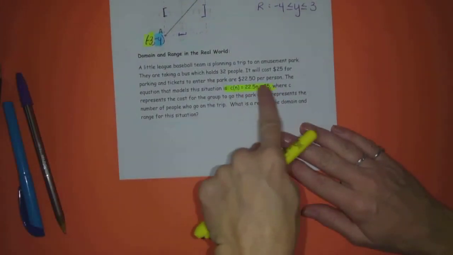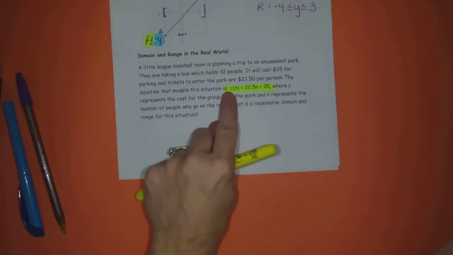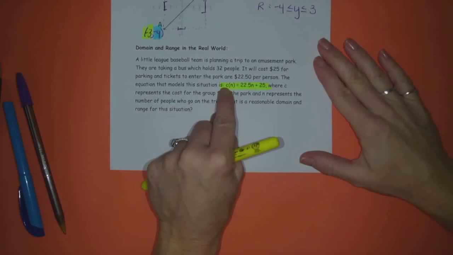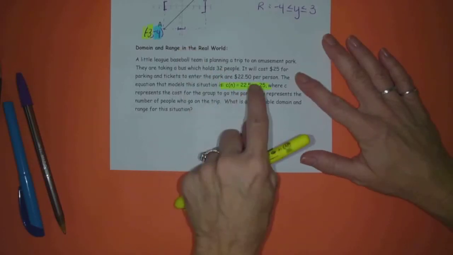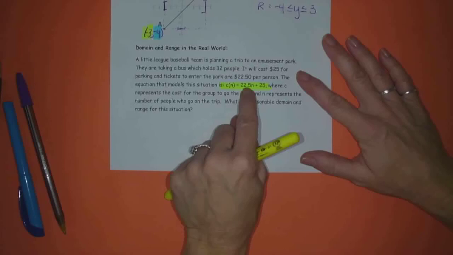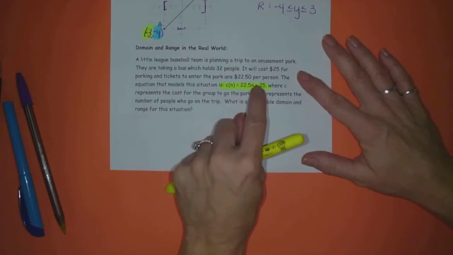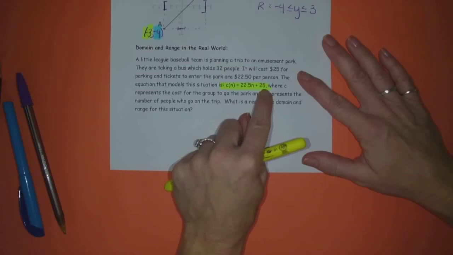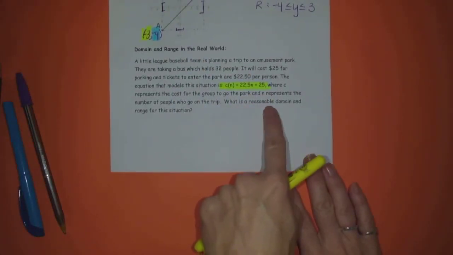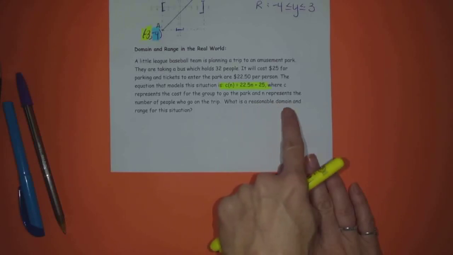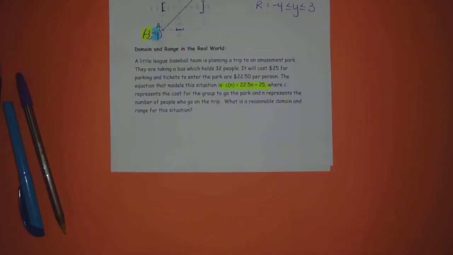So what's really cool about this is, look at how this works. C is the cost, the cost in terms of the number of people going, C of n. Now watch. You take 22.5 times the number of people going, so that's going to be your tickets, plus parking. So pretty simple. Now they're asking me, what is a reasonable domain and range for this situation?